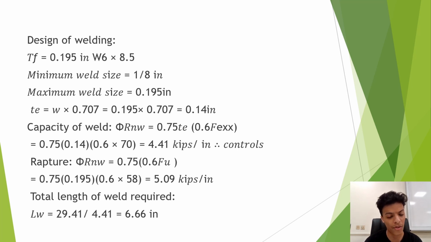For the total length of the weld required, LW is equal to 29.41 over 4.41, which is equal to 6.66. That's all about the compression members, and thank you.